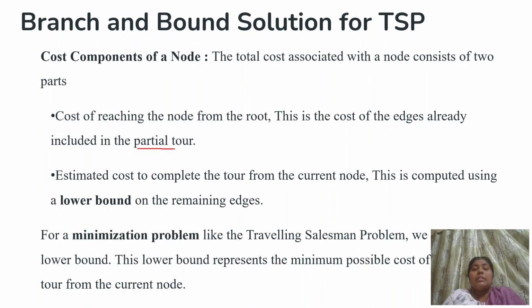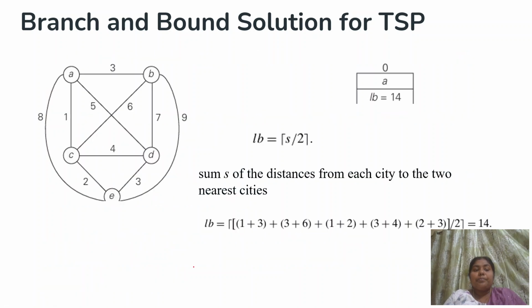On each and every partial tour, we estimate the cost. This cost is considered a lower bound because this is a minimization problem. So it is the minimum possible cost for completing the tour from the current node. That is the main concept we follow in the traveling salesman problem.